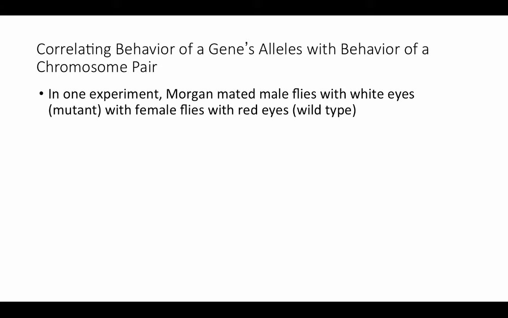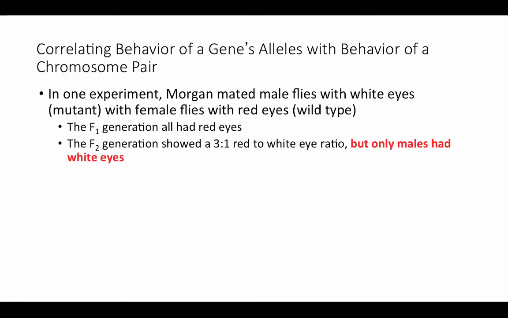He did one experiment where he mated male flies with white eyes, the mutant allele, with female flies with red eyes, the wild type. As expected in a hybrid cross between two pure breeding lineages, the F1 generation had all red eyes. This established that red was the dominant allele. The F2 generation showed the expected 3-to-1 red to white eye ratio, just exactly like Mendel's traits, but with an important difference: only males had the white eyes. All of the females had red eyes, and half the males had red, and half of them had white.